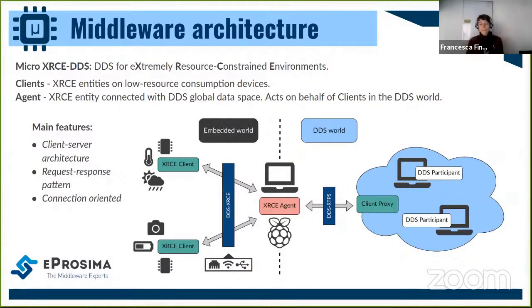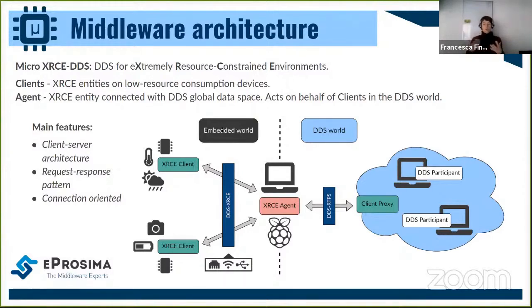First of all, here we are taking a deeper look at the middleware, which is Micro XRCE-DDS. This library implements a wire protocol that is designed to bring DDS to resource-constrained devices. It relies on a client-server architecture, which is then inherited by Micro-ROS, in which the clients are lightweight libraries that run on lower-resource devices, while the agents are heavier libraries that run on more powerful microprocessors. And they bridge the clients with the DDS world.